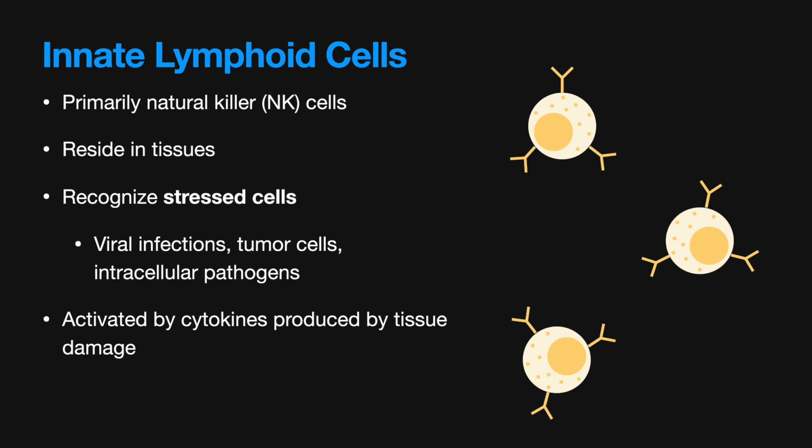There are a few types of innate lymphoid cells, but we primarily think of NK or natural killer cells within this category. These cells reside in the tissues and they recognize stressed cells. These cells that are stressed could have viral infections or intracellular pathogens, or they could be cancerous cells that are trying to form a tumor. NK cells can also be activated by the cytokines that are released during tissue damage.